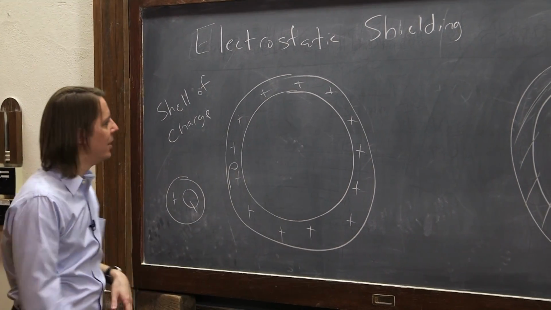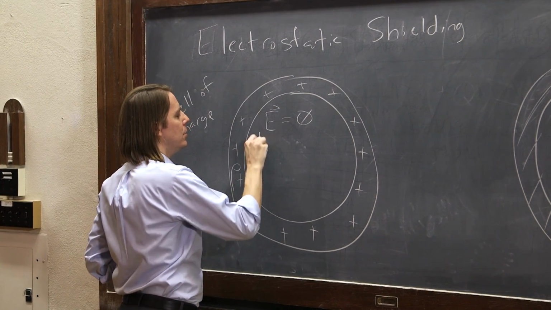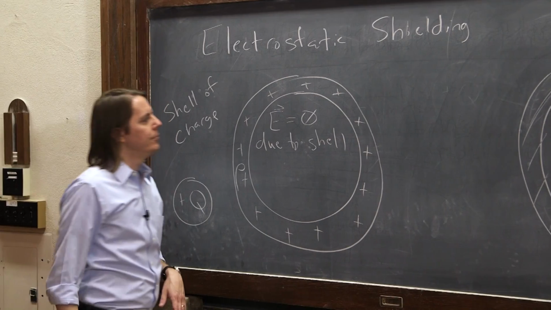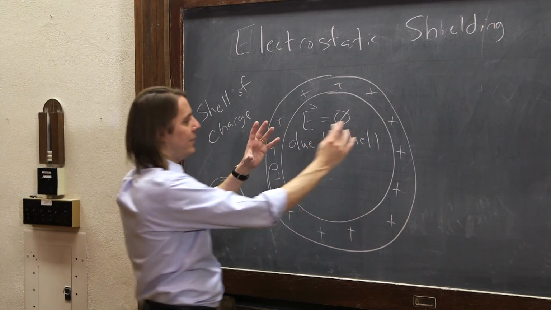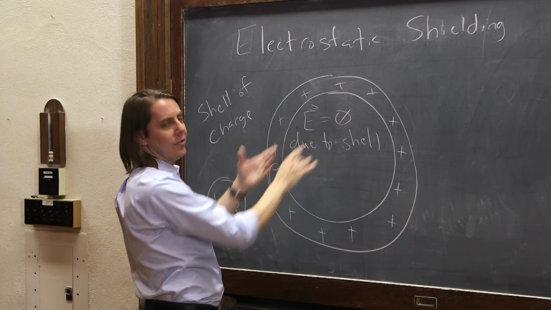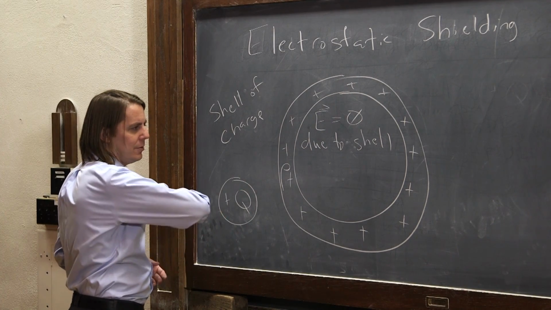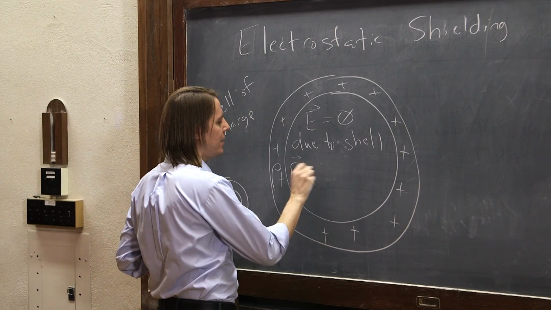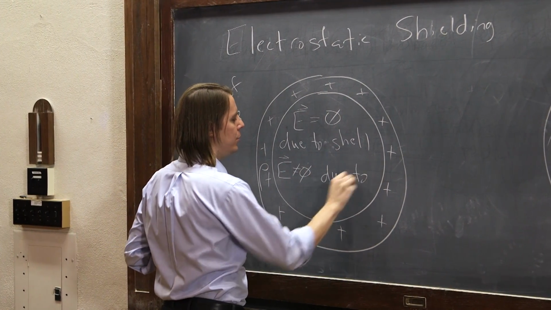What will the field be inside? Well, E, the electric field, will be 0 due to the shell. And that's a Gauss's law problem that you'll probably do in the homework. You can show that the E field inside this thing is 0. All these charges make fields that cancel out. However, the field due to the big charge will happily go in because it's superposition. E inside here will not be 0 due to superposition.